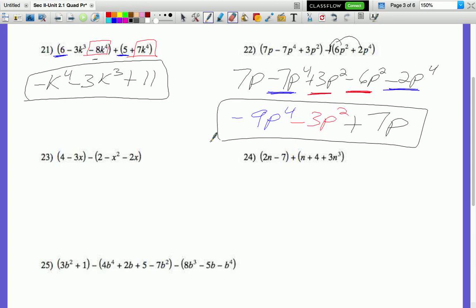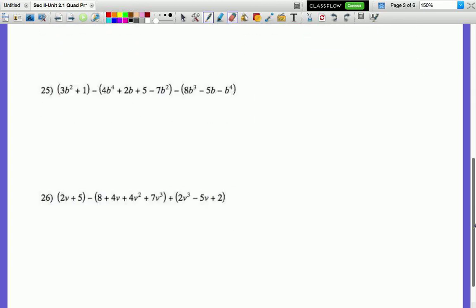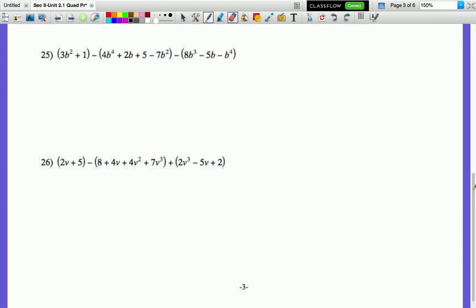Let us look at one more example in this section. Let us look at 25. 25, I have to distribute two negatives. I have a negative right here and right here. So first step, rewrite the first polynomial, 3b squared plus 1. Distribute this negative in. Negative times a positive is a -4b to the fourth. Negative times a positive is a -2b. Negative times a positive is a -5.